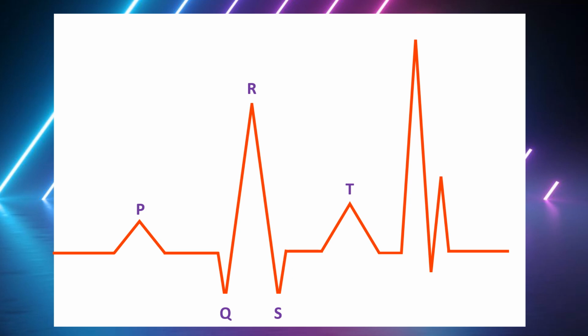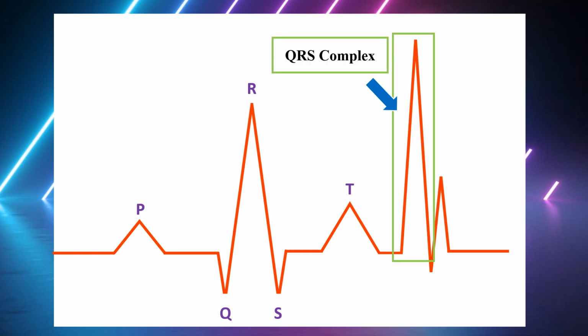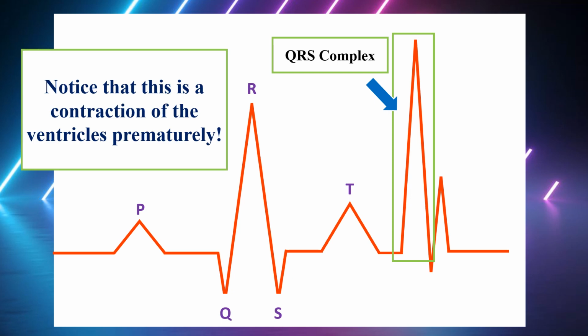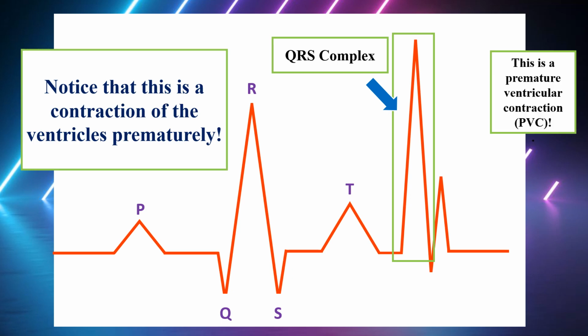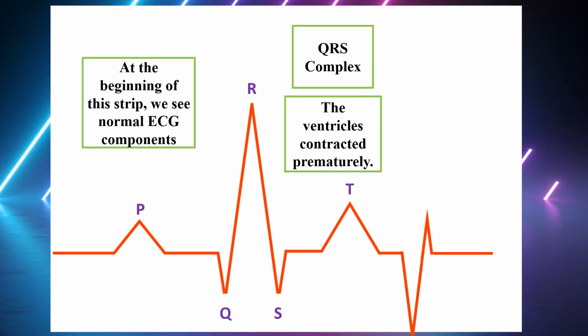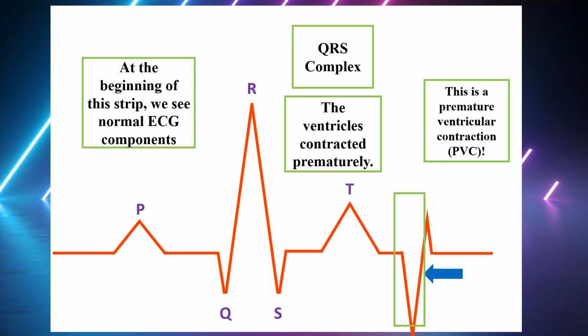Notice on this slide we have a T wave immediately followed by a QRS complex. Notice that this is a contraction of the ventricles prematurely, so we'll call this a premature ventricular contraction. The previous slide showed a PVC with a positive deflection. This one shows a negative deflection. It's still a premature ventricular contraction.